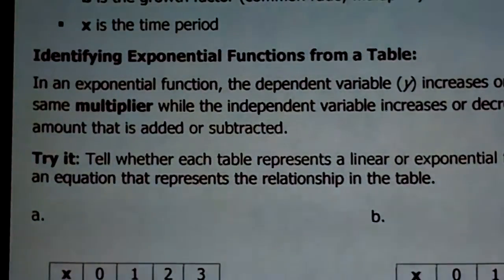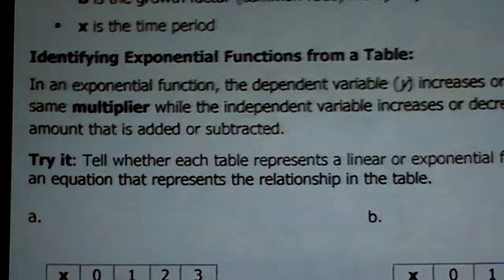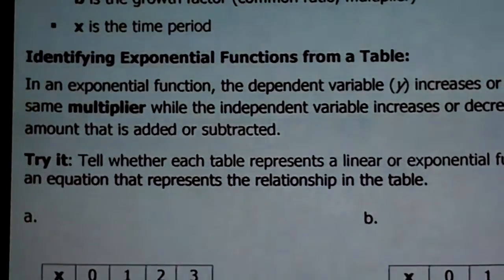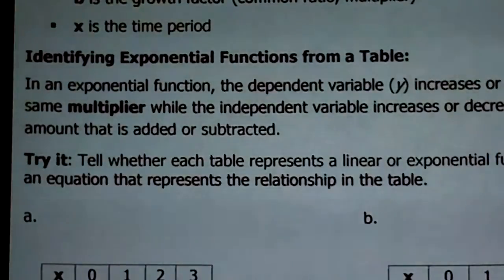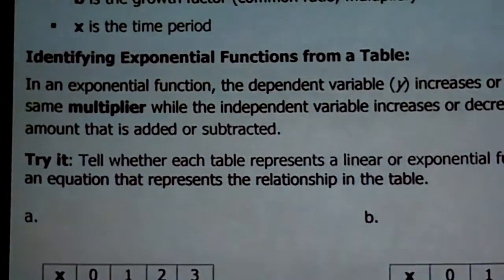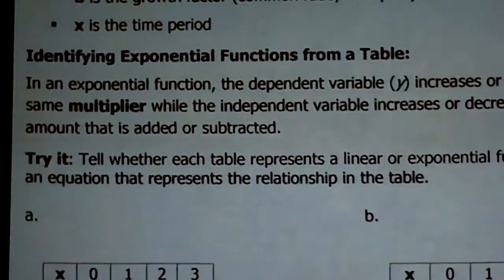Okay, so identifying exponential functions from a table. In an exponential function, the dependent variable, y, increases by the same multiplier. So we're not adding the same amount every time. We're multiplying the same number every time. And the independent variable is still increasing or decreasing by a constant amount that's added or subtracted. So you don't have to multiply on both the top and the bottom. It's just the bottom, or just the y, the dependent, or on the right side if it's written vertically. That one's the one that's being multiplied.